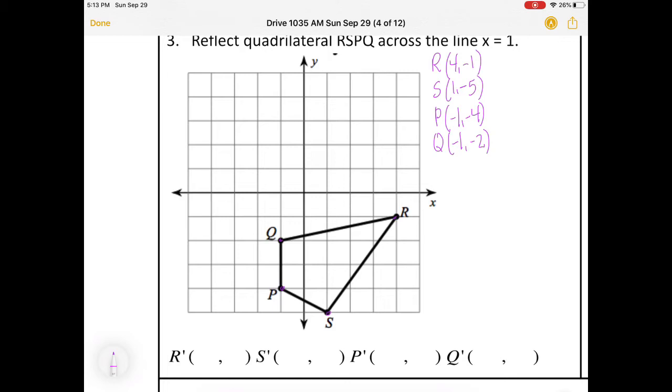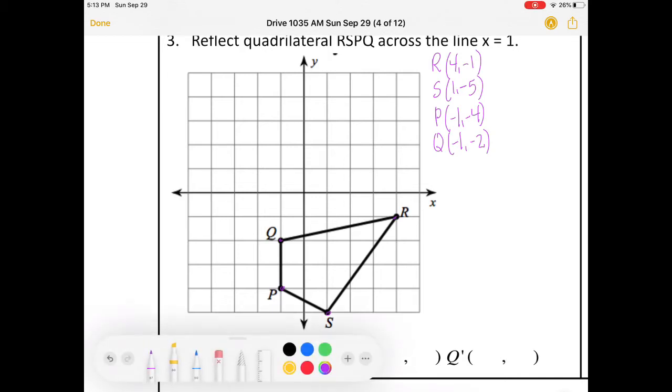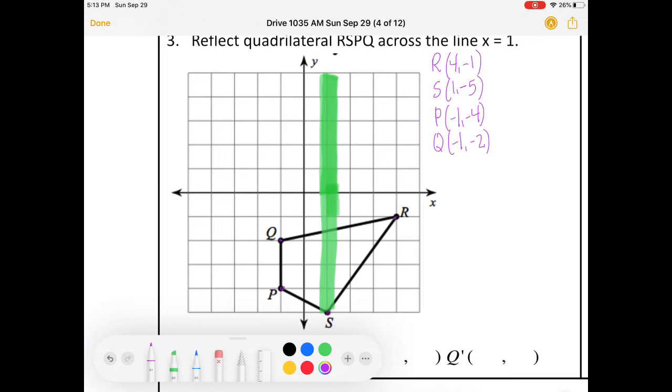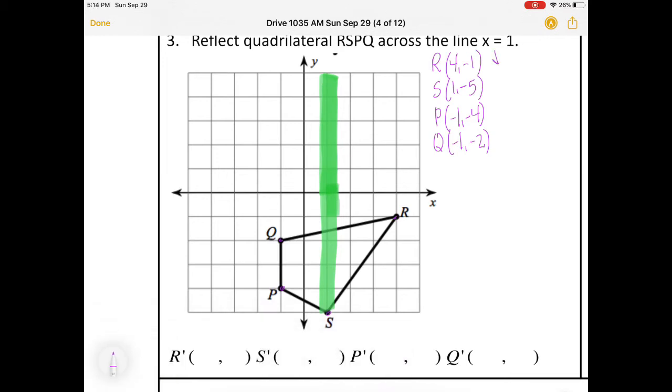Okay, so for this one, x equals 1 is what they're flipping across. So I'm going to show you where that's at. X equals 1 is a vertical line, because x is right here. It's this line right there. So it is still a vertical transformation, because it's flipping that way.